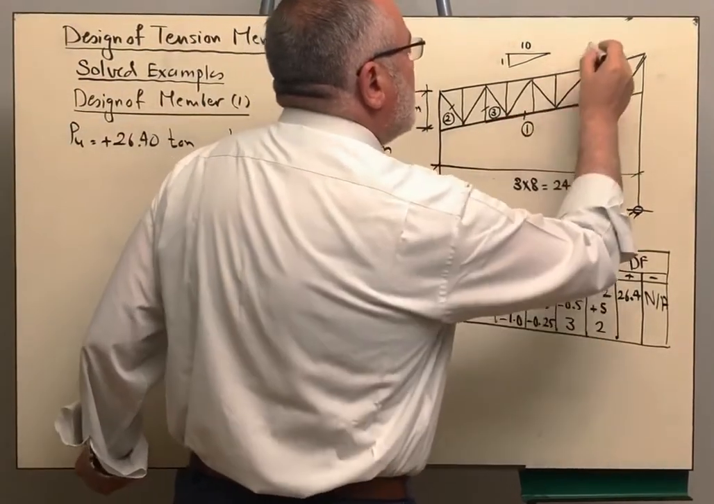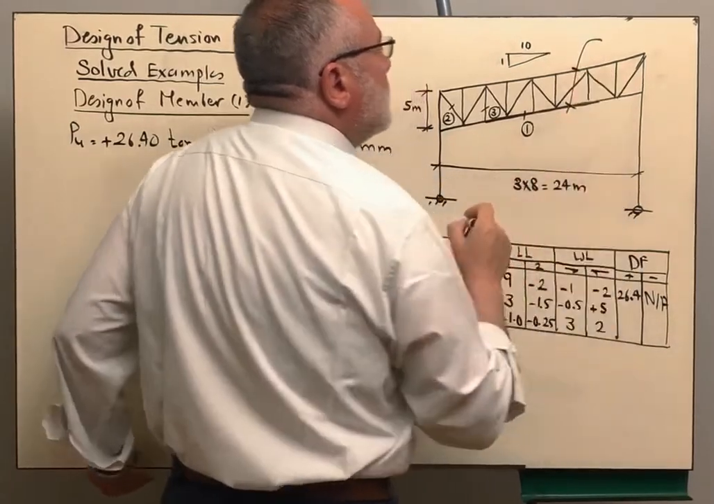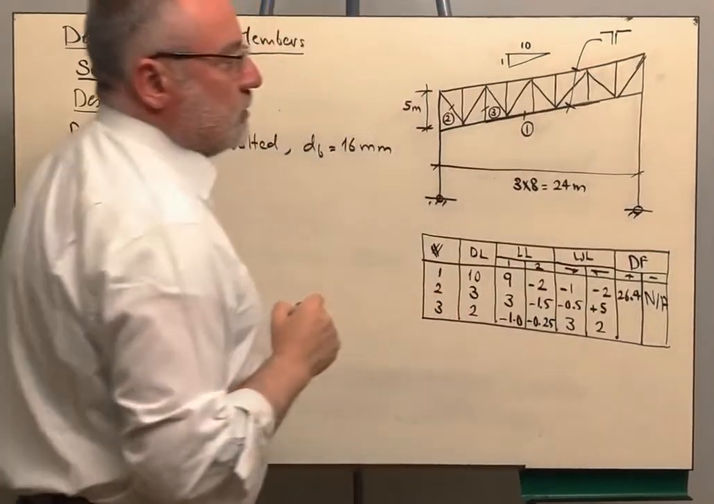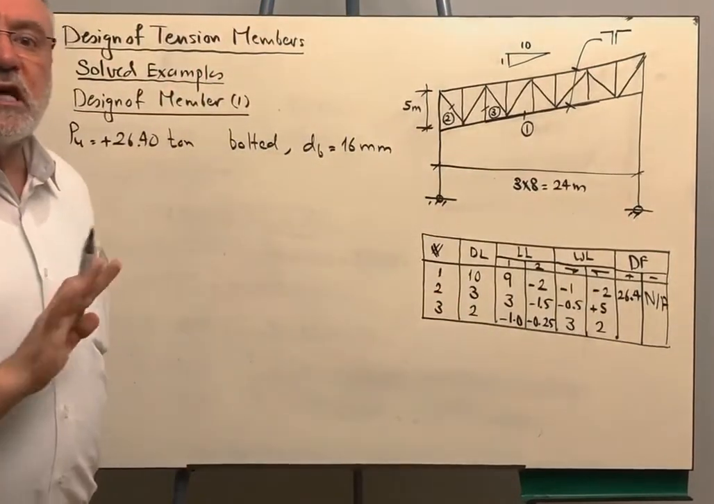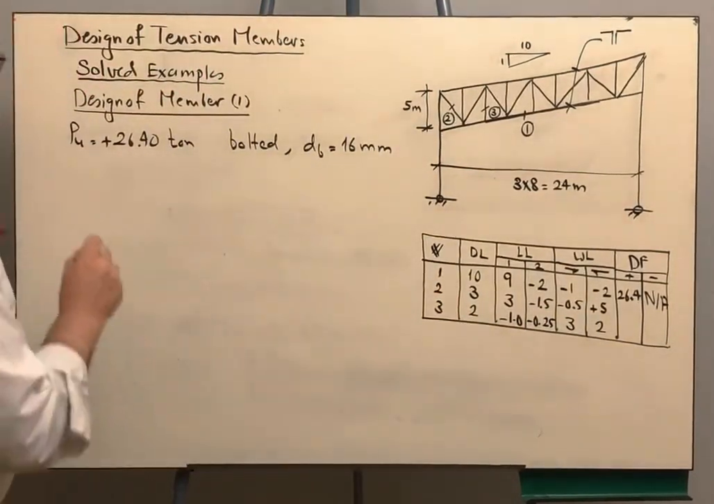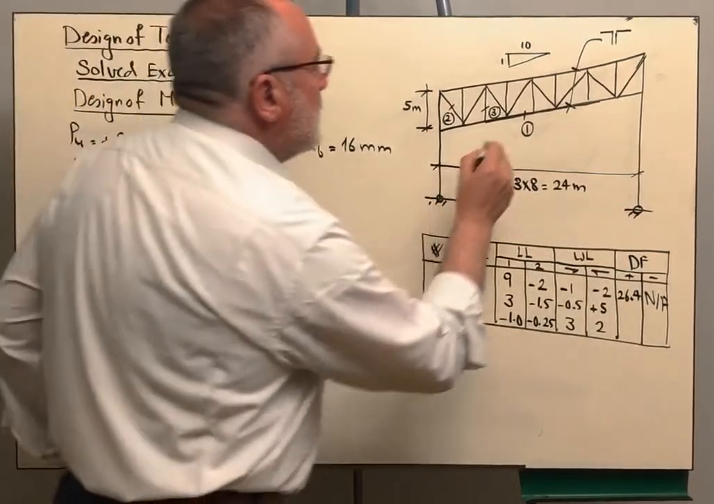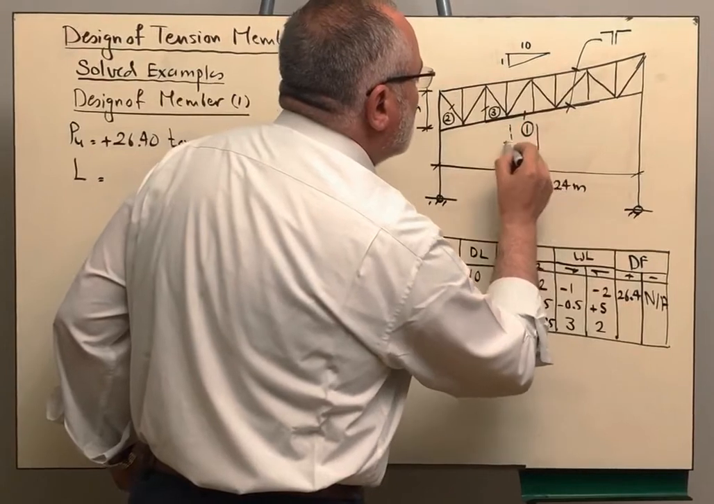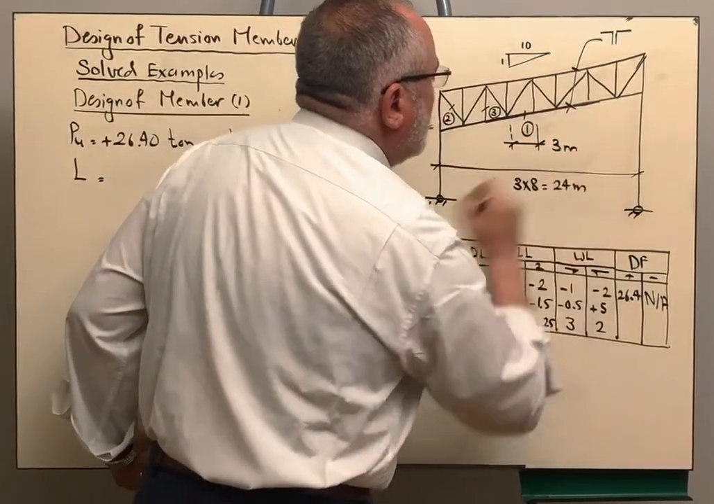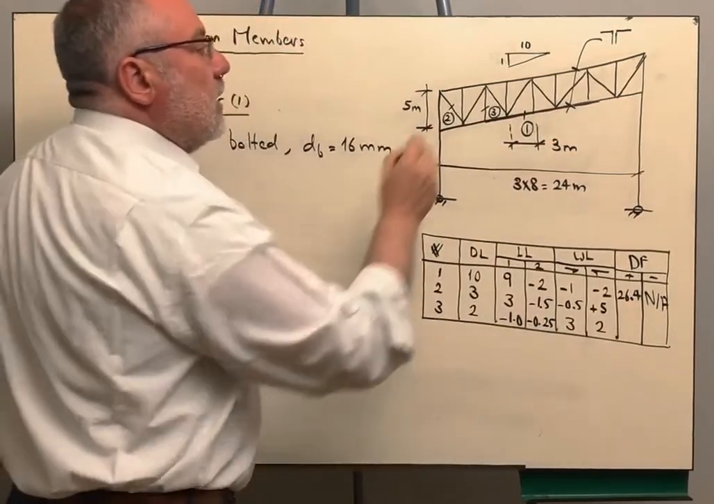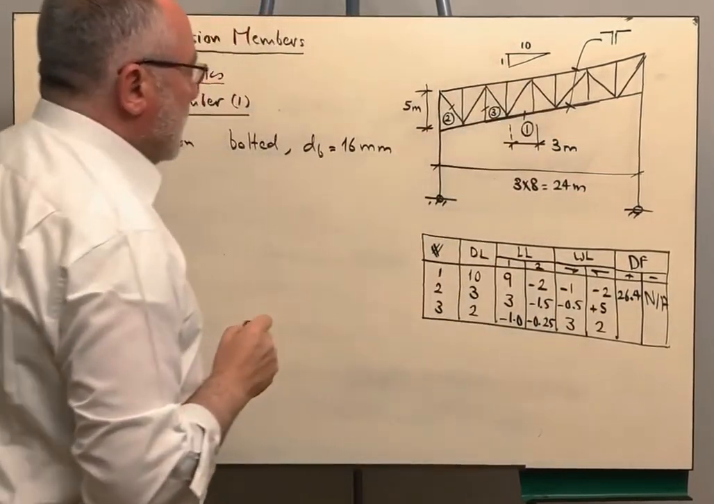Of course, the members that are found in the top chord and the bottom chord should be composed of two angles back to back, regardless of the design force and the length. The length of this member, it says here that the horizontal projection is 3 meters, but basically the member is inclined and the angle of inclination is 1 to 10.